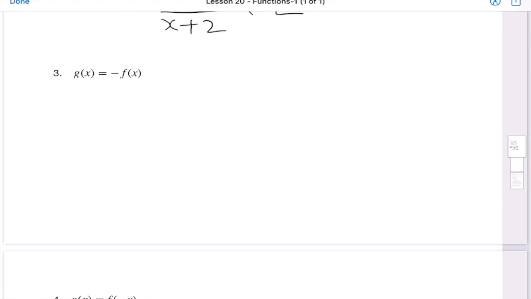When you get a negative in front of f of x, remember f of x means y. You can write y is equal to f of x.